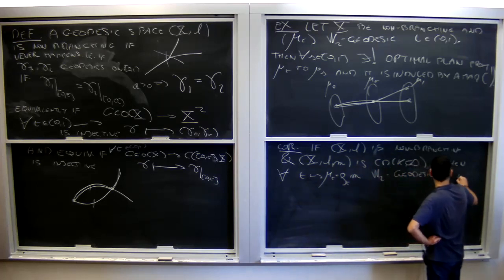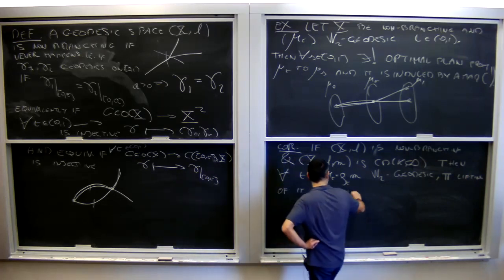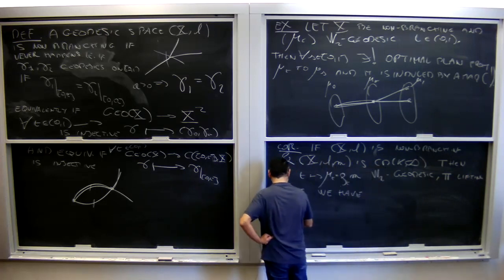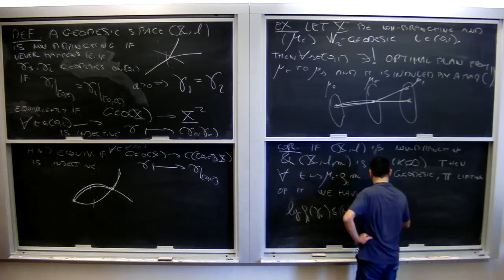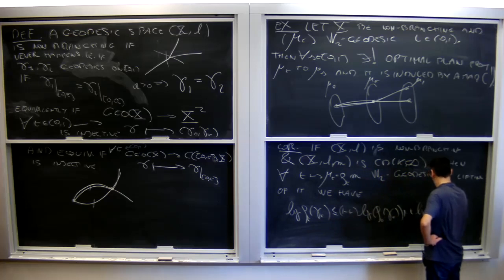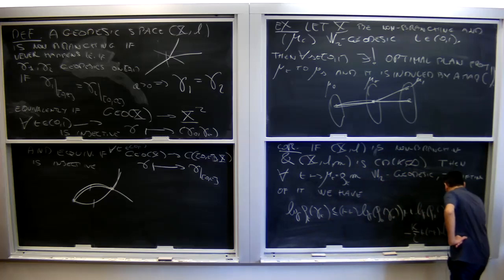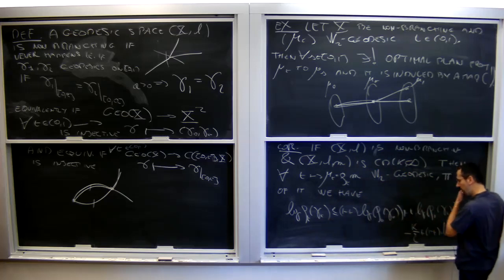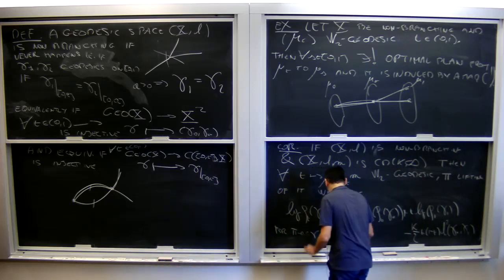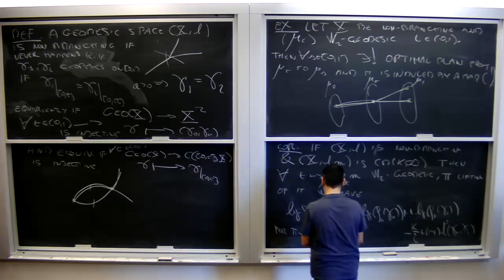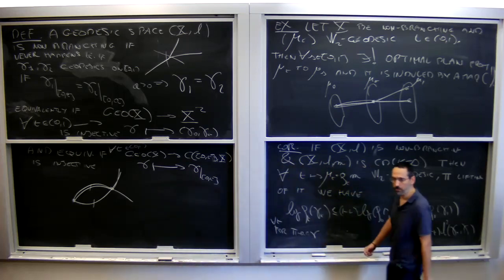and pi a lifting of it, we have the following inequality: log of rho_t at gamma_t is less than or equal to (1 minus t) log of rho_0 at gamma_0 plus t times log of rho_1 at gamma_1 minus K over 2 t (1 minus t) distance squared of gamma_0, gamma_1. I should be careful with the quantifiers. This is true for every t, and this holds for pi almost every gamma.